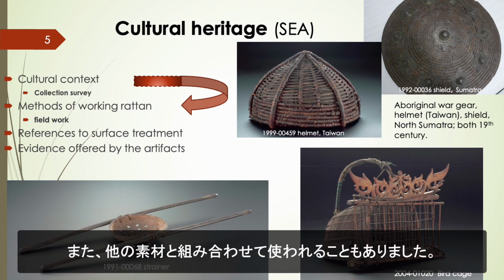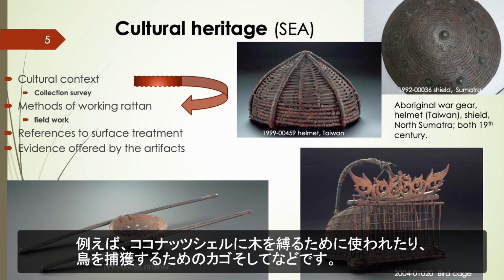It was also used in combination with other materials, as you can see at the bottom left, where rattan was used to tighten coconut shell with wooden supports. The rattan was also used in combination with grasses and wood, as you can see at the bottom right, in creation of a cage which was used to capture birds.